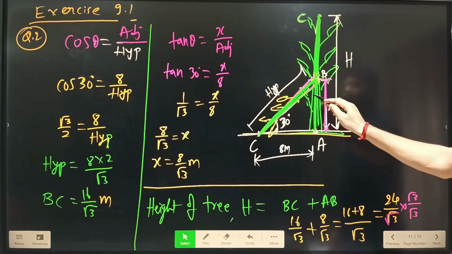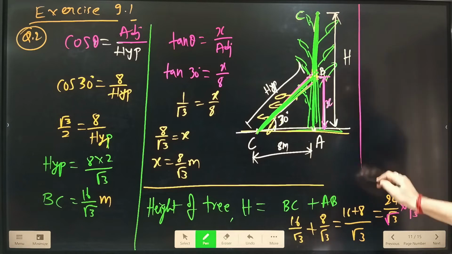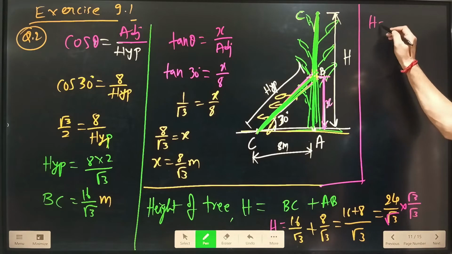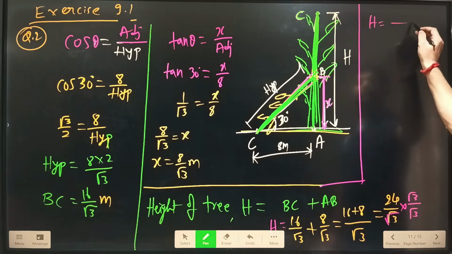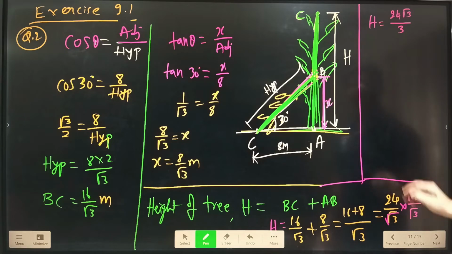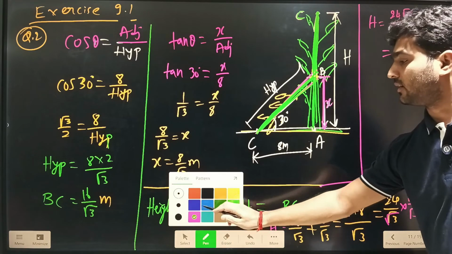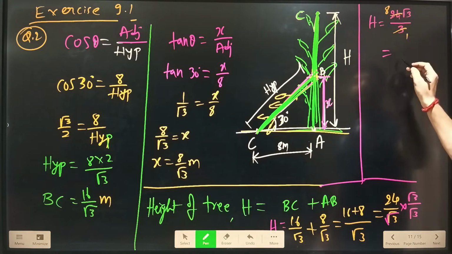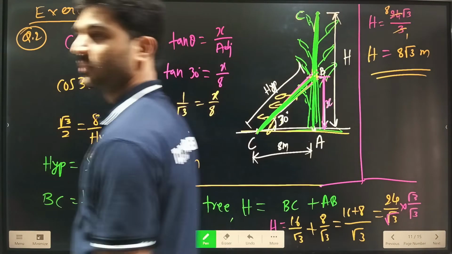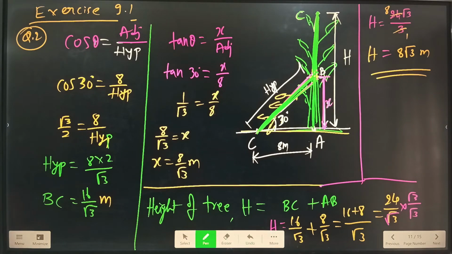I'll continue here, okay? Now h is equal to, actually, root 3 into root 3 is 3. 24 into root 3 is 24 root 3. Okay? So 3 eights are 24. Therefore h equals 8 root 3 meters. That's it. The total height of the tree is h equals 8 root 3 meters. Okay? Understood?